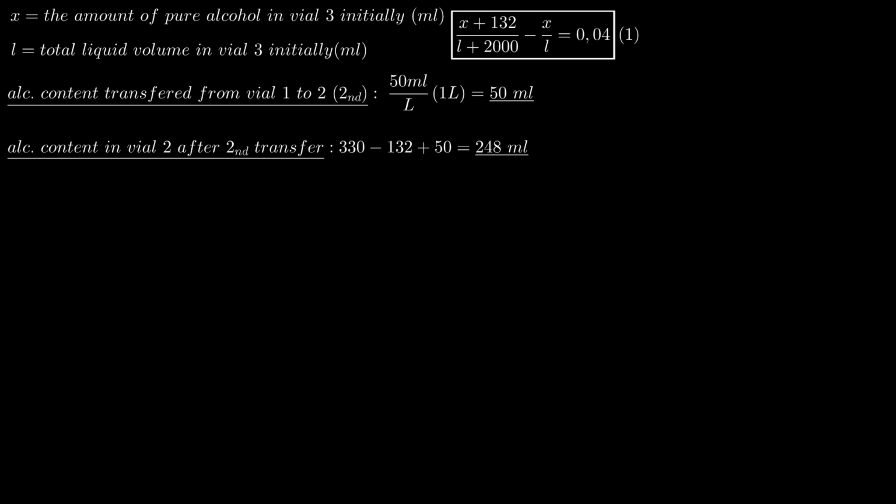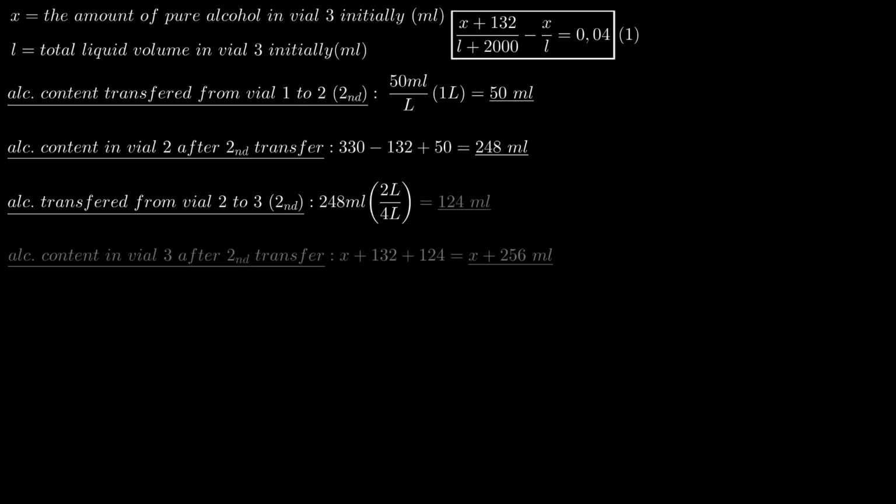Moving on now to vial 3. We transfer again 2 liters of total liquid from vial 2 to 3. How much pure alcohol is transferred? This time it's 248 times 2 over 4. That ratio that we talked about earlier has changed now in the second transfer. Since when we subtracted 2 liters of total solution from vial 2 and went down to 3 liters, then we added 1 liter from vial 1 again, and it became 4 liters, as much liquid as it had in the beginning. So the pure alcohol transferred this time is 124 milliliters.